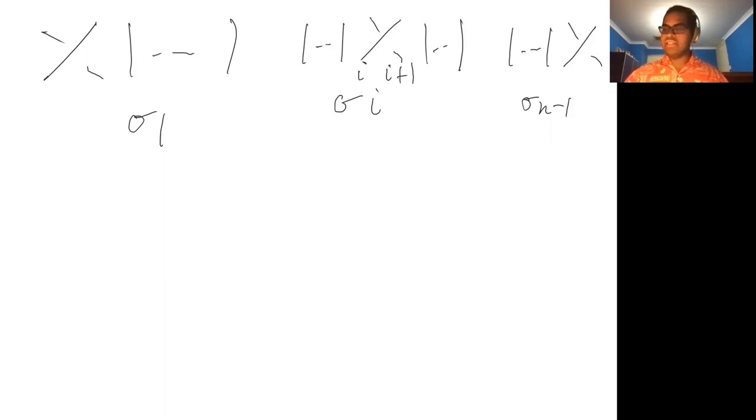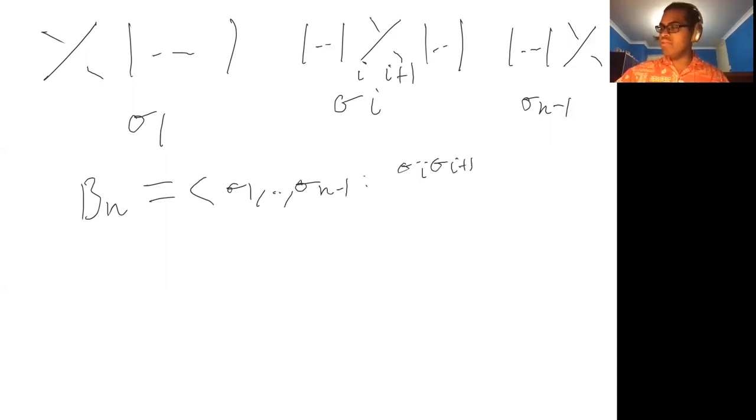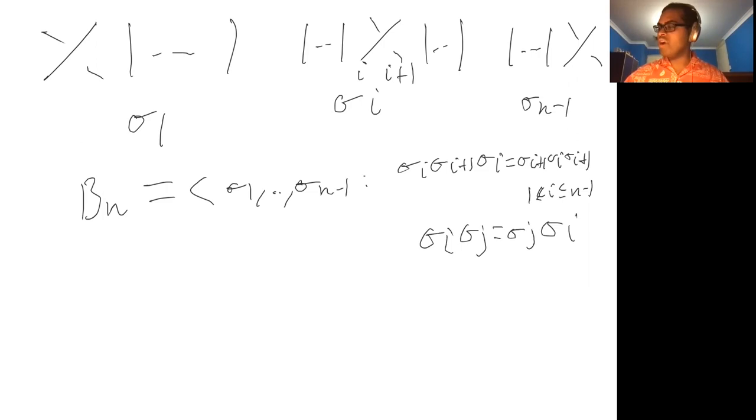And so this is a generating set, but what's really cool is, in fact, it has a finite presentation. So the braid group is generated by sigma 1 up to sigma n minus 1 with the following relations. The first is the braid relation: sigma i+1 sigma i sigma i+1 equals sigma i sigma i+1 sigma i, for 1 ≤ i ≤ n minus 1. And sigma i sigma j equals sigma j sigma i for absolute value of i minus j greater than 1.